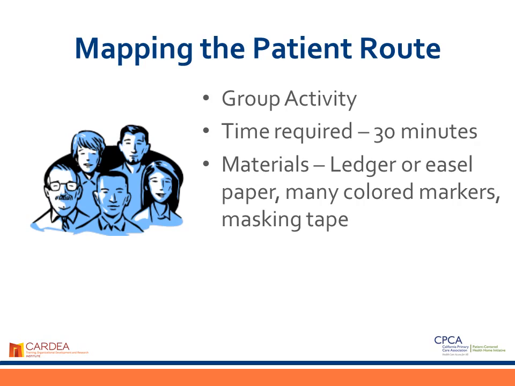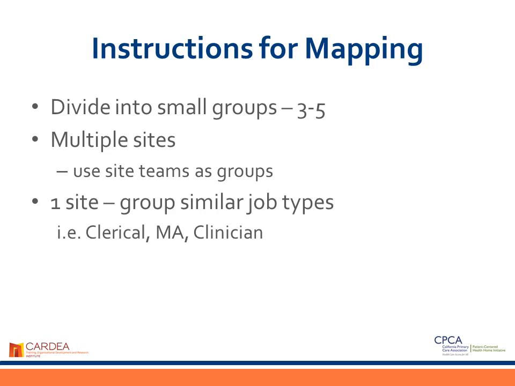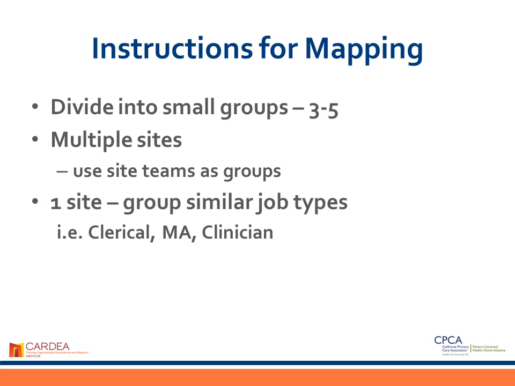The materials you'll need are ledger or easel paper, many colored markers, and masking tape. The initial work of mapping is done in small groups of 3 to 5 people. If you do this activity during a meeting with staff from multiple sites, create small groups made up of team members from the same site. If you are doing the activity with staff from just one site, consider groups of staff with similar job roles. So all the clerical staff would work together and all the MAs would work together, etc. Create multiple small groups of the same types of staff if any small group is larger than 5 people.